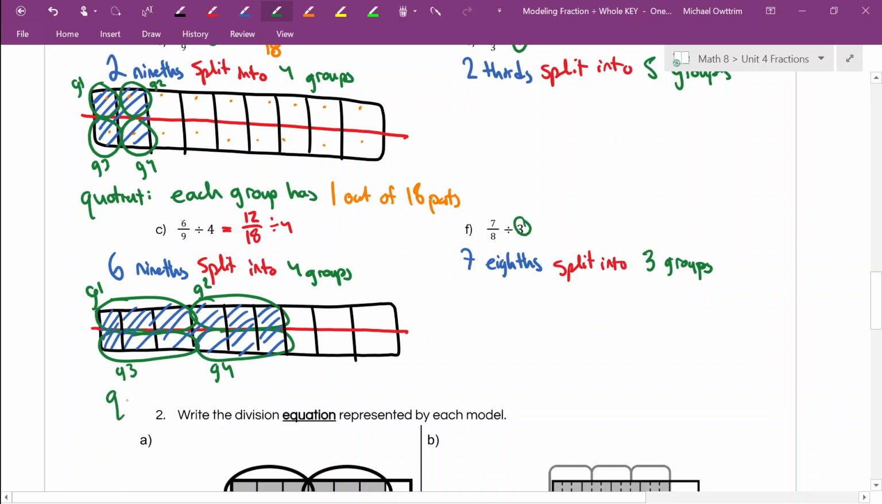And our quotient is going to be the number and type in each group. So each group has 3 parts out of 18. And so our solution is 3 out of 18.